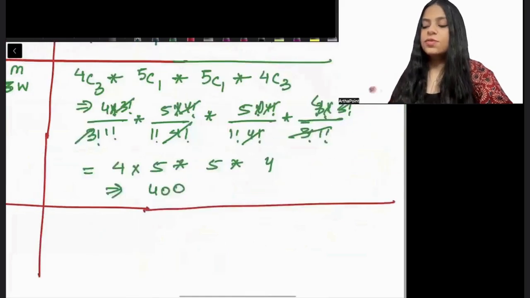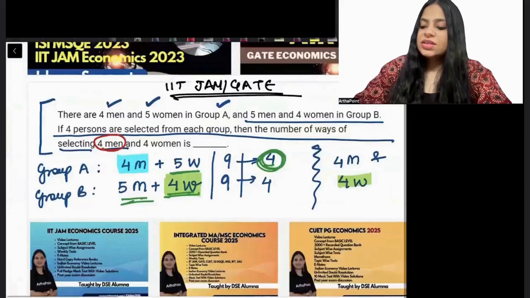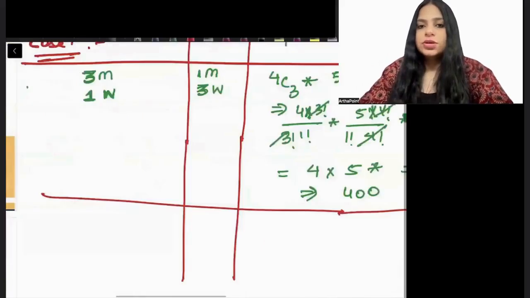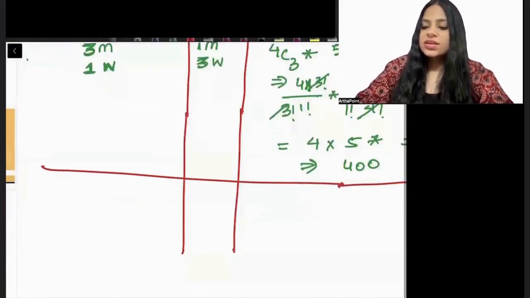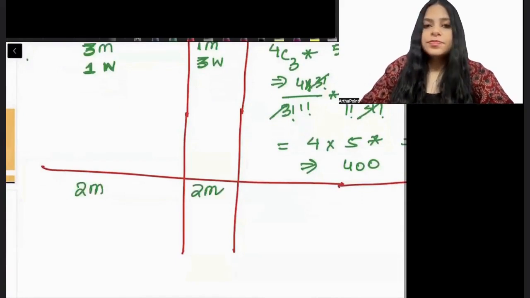You will be getting 400 here. Is this clear? Okay. The next thing that we can do is we can go ahead and select 2 from each group. So I can say, okay, I selected 2 men from group A, 2 men from group B.